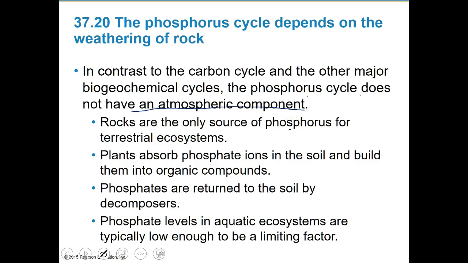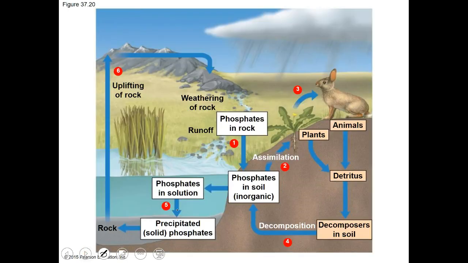phosphorus in terrestrial ecosystems. Plants will absorb phosphate ions in the soil and build them into organic compounds. Phosphates are returned to the soil by decomposers. Phosphate levels in the aquatic ecosystem are typically low enough to be a limiting factor, so it's not that big of a deal. Again, no atmospheric component up top, but it's just from rock, maybe lifting up, weathering. We'll get into plants that way.